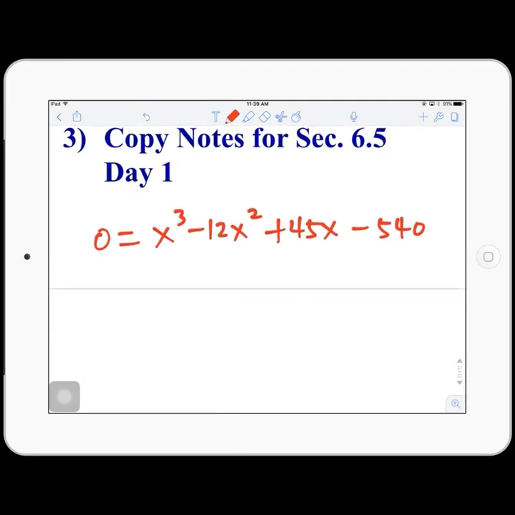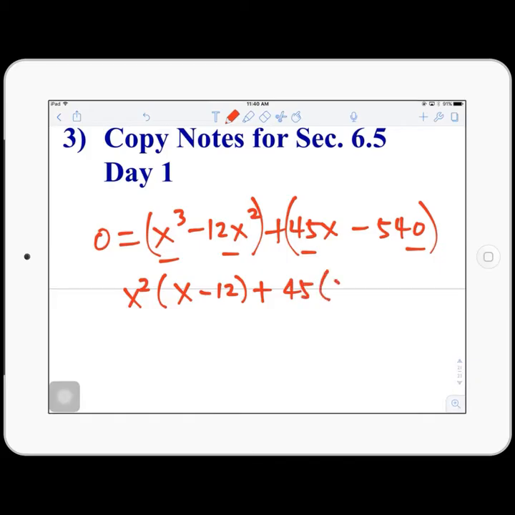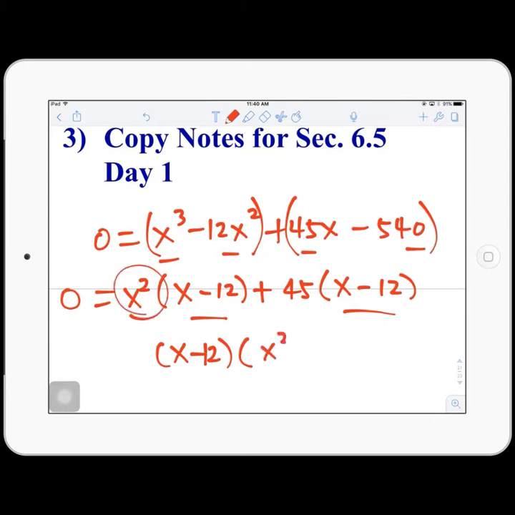And so that relates to the lesson for today, factoring by grouping. We have 4 terms, so we're going to do factor by grouping. And the GCF we have here is x squared, and we have x minus 12 left, plus factoring this, we have 45 in common, and we have x minus 12. And since the x minus 12 term is in common, we're going to factor out the GCF of x minus 12. That leaves us with x squared plus 45.